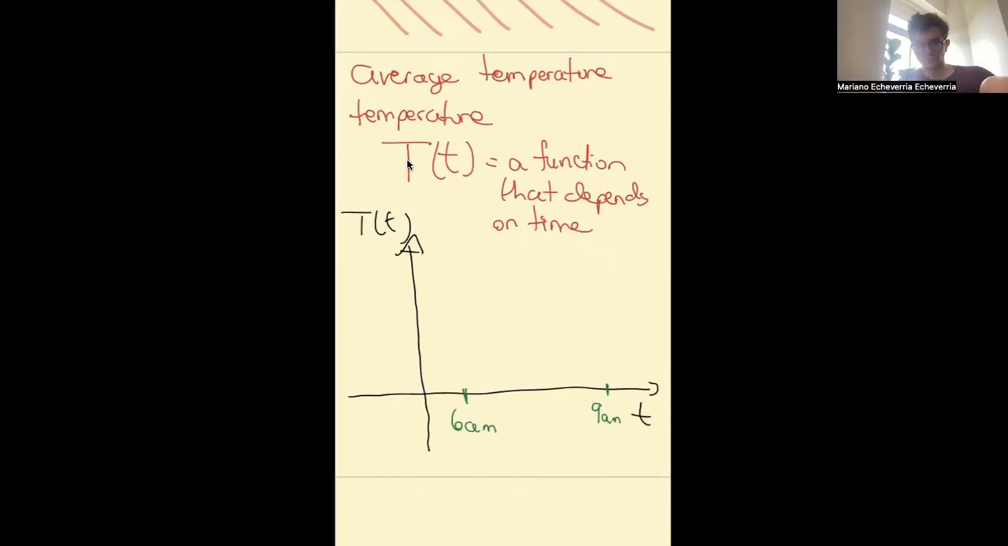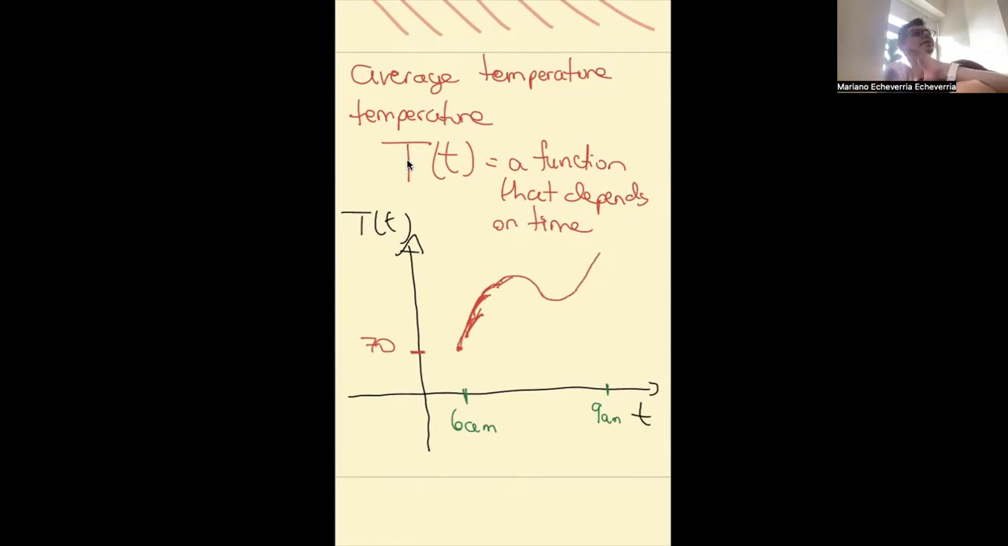So maybe the temperature at 6 a.m. is kind of warm, but not that warm. So maybe it starts at 70 degrees Fahrenheit, right? And then it starts warming up, warming up, warming up. And then maybe some clouds came, and so it got slightly cooler, but then the temperature keeps increasing, right?